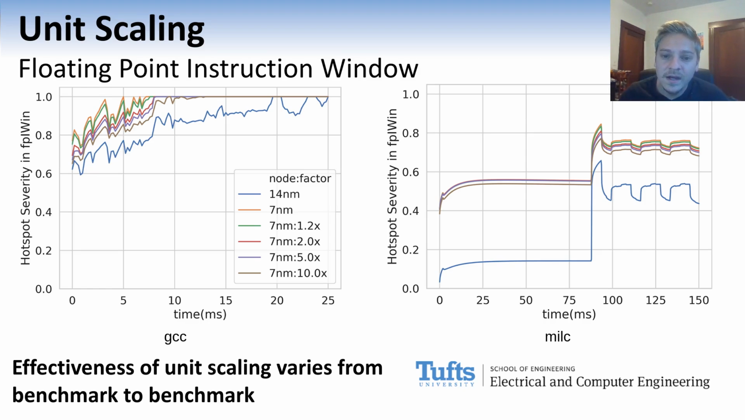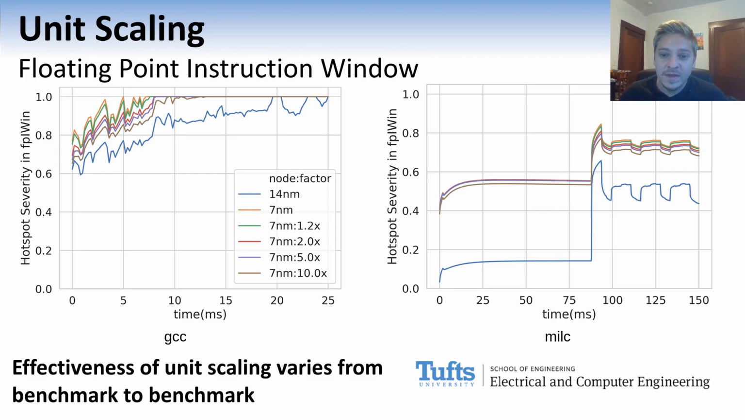On the right, you'll see milc running instead of GCC, and in this case what we see is that not only is the hotspot severity significantly lower in 14 nanometer, the effectiveness of scaling the floating point instruction window is much less than it was for GCC. So for milc, scaling the floating point instruction window was not an effective mitigation technique.